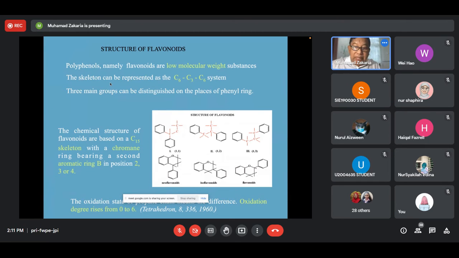If you look at the structure of flavonoid, there are three different basic structures. The neoflavonoid, which is a minor class of the flavonoid. The isoflavonoid, where the aromatic ring moves from position 2 to position 3. And the normal flavonoids.